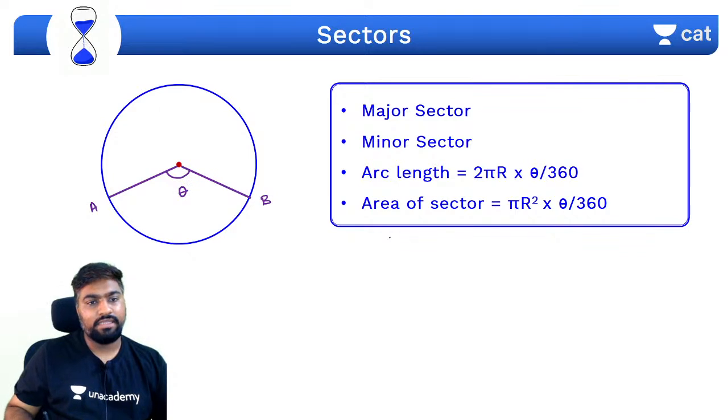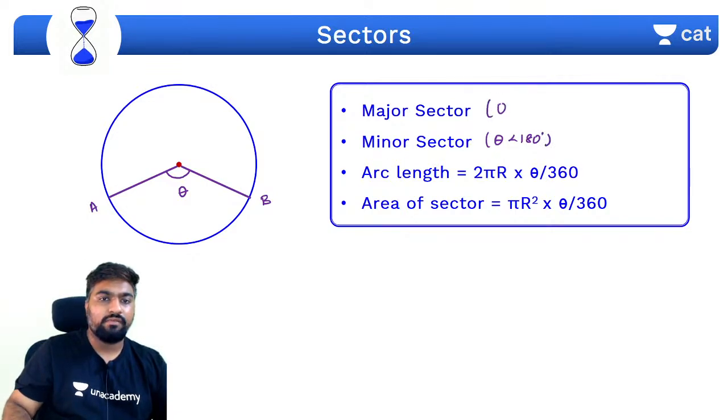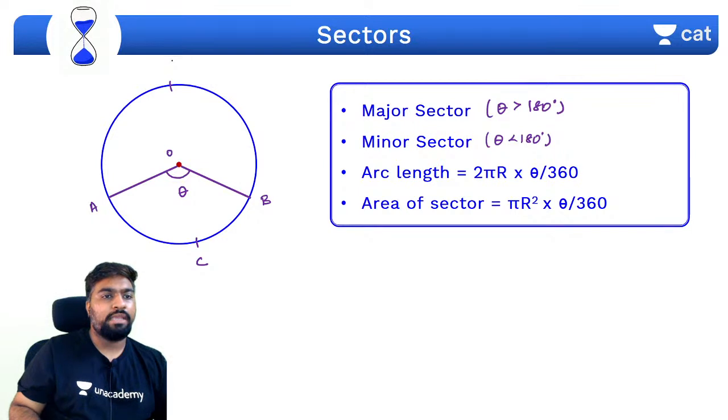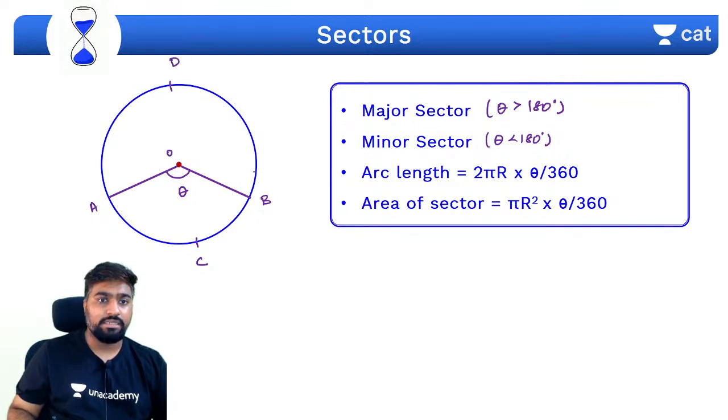If theta is less than 180, then it becomes a minor sector. If the angle formed is greater than 180, then it becomes a major sector. A sector can also be called by a name like sector AOB. But if there is more than one sector, there could be another letter to denote it. AOBC is a minor sector, and AOBD is a major sector.